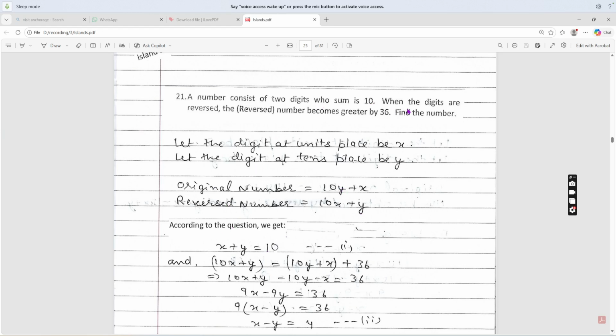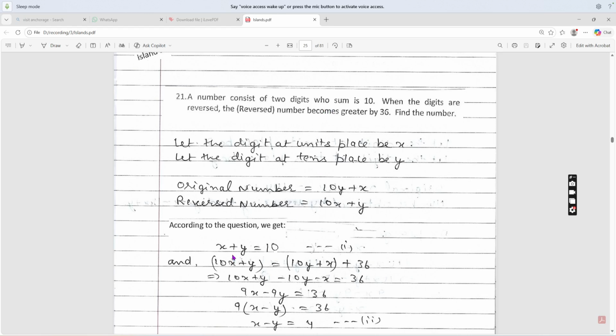Now be careful what is written here. A number consists of 2 digits whose sum is... This sum is related to the digit sum. I always told you it is not meant for the sum of the 2-digit number. It is the sum of the digits itself. For example, what is the sum of digits of 71? 7 plus 1, that is 8. What is the sum of digits of the number 89? That is 8 plus 9, that is 17.